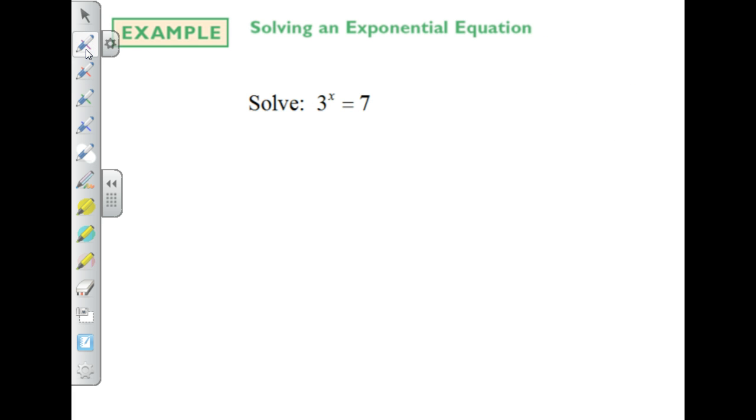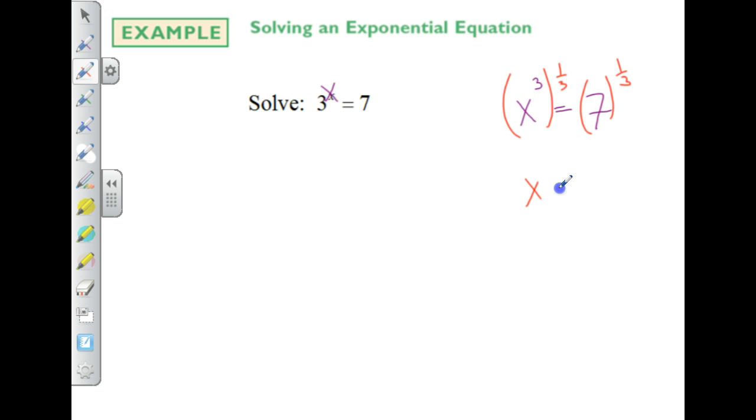This one, to solve for an exponent, to undo addition, we do subtraction. To undo multiplication, we do division. To undo this exponent, I'm going to log both sides. Now be careful. If it said x cubed is equal to 7, I would not log both sides. I would simply raise both sides to the 1/3 power. That's how you undo exponents as well.